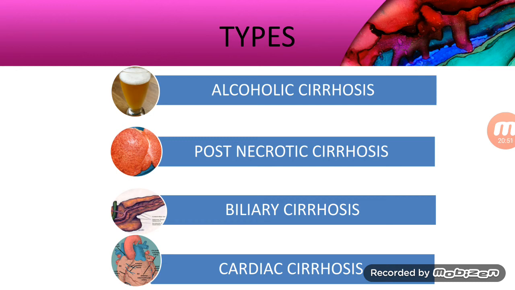Then the next one is cardiac cirrhosis. It is a very rare type of liver cirrhosis, and it is associated with severe right-sided long-term heart failure. So due to the right-sided long-term heart failure, if there is failure in the liver, then we will call it cardiac cirrhosis. It is very rare. So these are the types of liver cirrhosis.